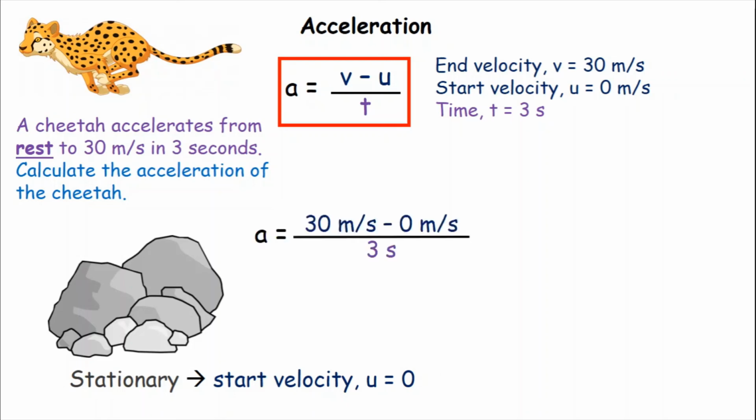So we get 30 meters per second minus 0 meters per second divided by 3 seconds. This gives us 30 divided by 3, which gives us an acceleration of 10 meters per second squared.